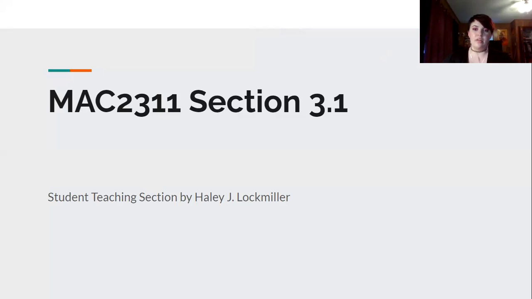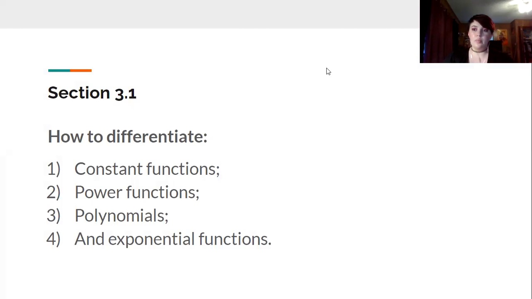Today we will be starting with section 3.1 out of the textbook. Section 3.1 focuses on how to differentiate, or take the derivative of, constant functions, power functions, polynomials, and exponential functions. In the next few videos, I will be going over how to differentiate constant functions and power functions, and then Tahara will be focusing on polynomials and exponential functions in her section.